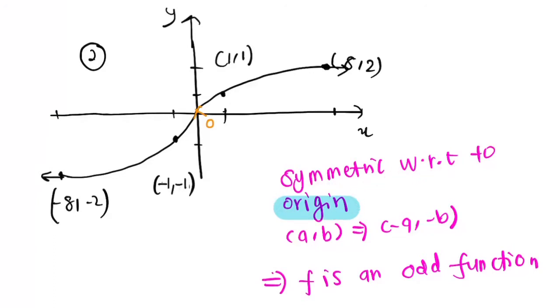Another way to know whether this function is symmetric towards the origin is to look at the coordinate of the right hand side and the coordinate of the left hand side. The coordinate of the right hand side is (a, b), (1, 1) in this case, and the coordinate of the left hand side is (-a, -b), so it's (-1, -1). So you can see that it is symmetric towards the origin. Let's see another point here. This is (8, 2), and another point here is (-8, -2). Therefore, it is clear to us that this function is an odd function.